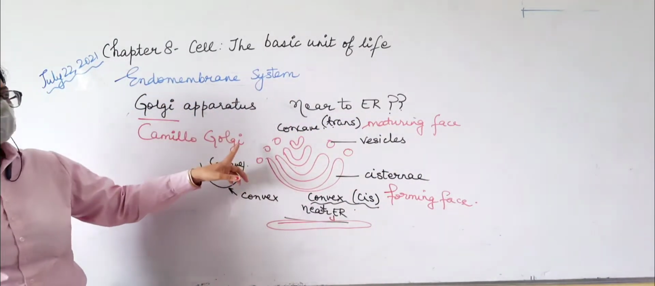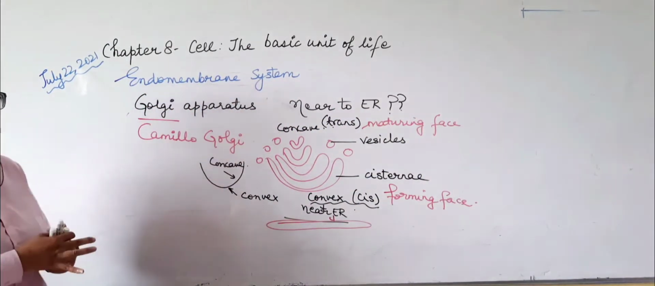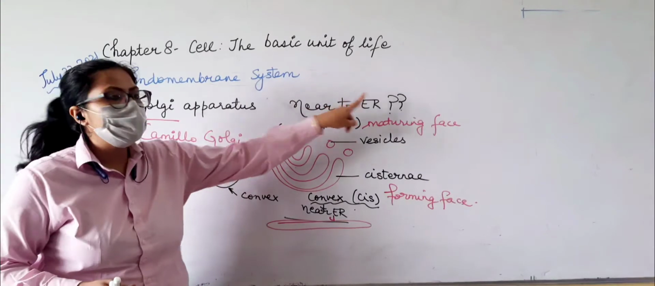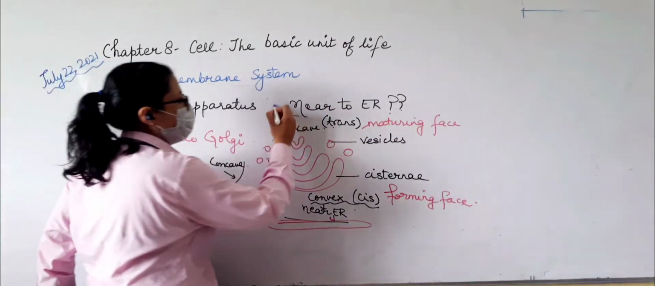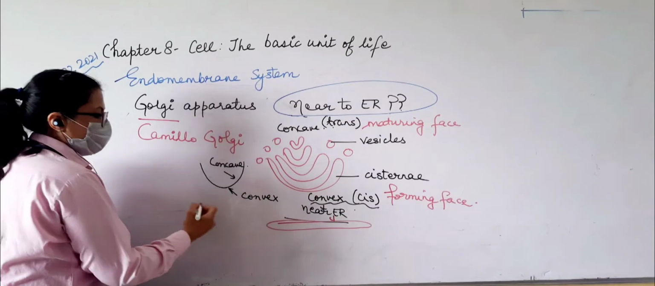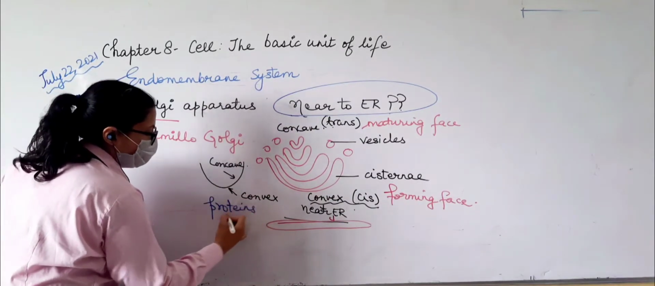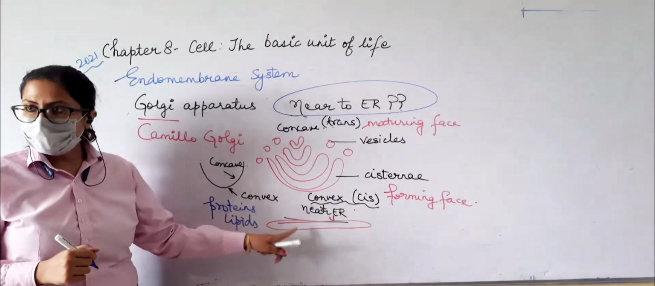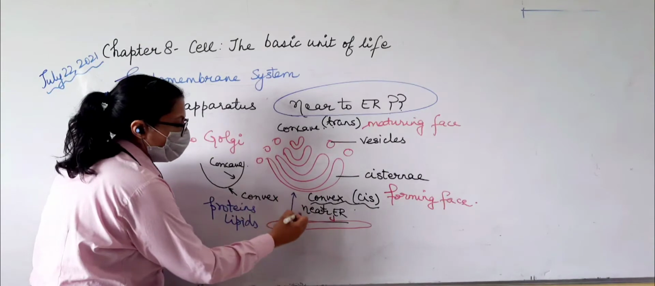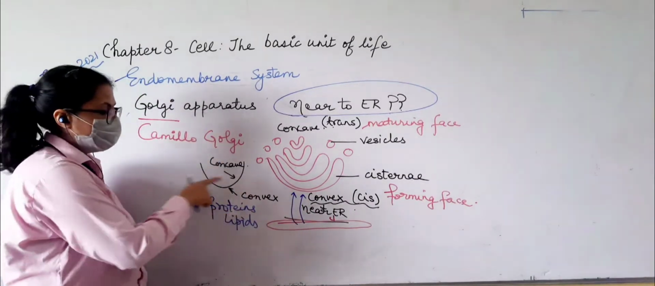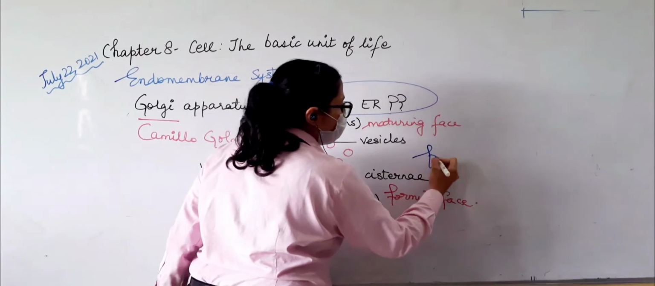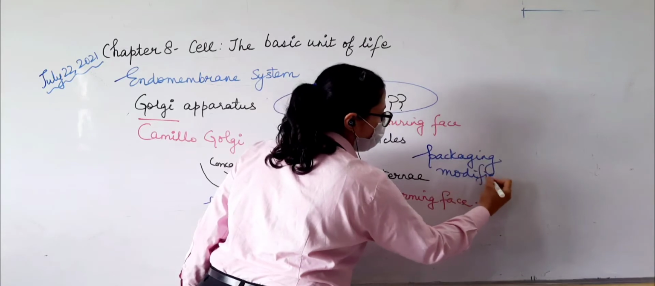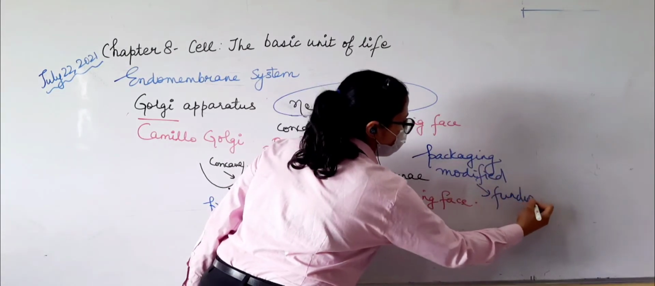Is the structure clear? Now the next point which we will see is what are the functions of this Golgi apparatus? Why is it near to ER? This question we are going to answer now. In the ER, we know proteins and lipids are being formed, which are helping in the cell membrane synthesis also. Once they are formed in ER, they will start moving to this Golgi apparatus. In Golgi apparatus, these proteins and lipids will be packaged and modified so that they become functional.